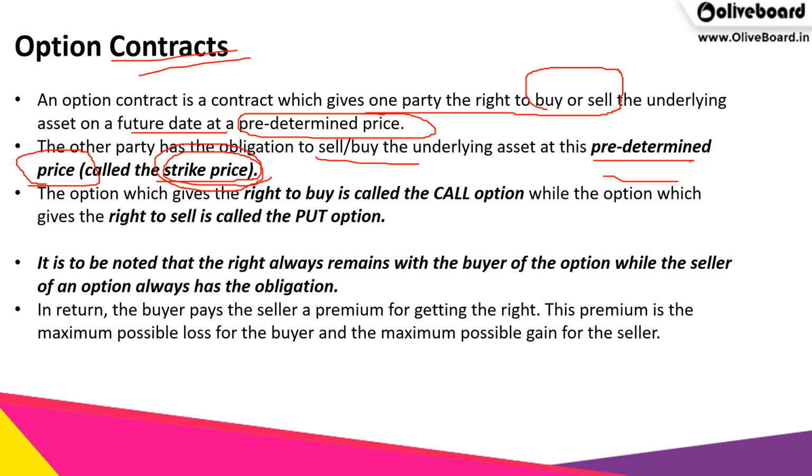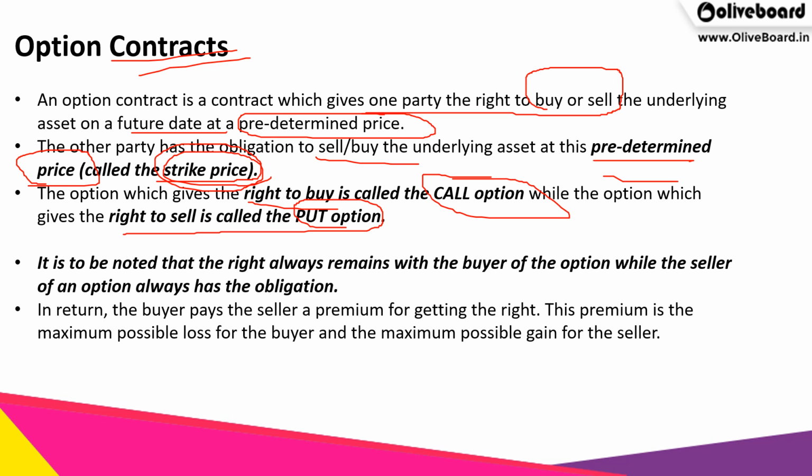Okay. So the option which gives the right to buy is called the call option. So when we use a call option, it means that we want to buy the asset, and when we have the right to sell, it is called a put option. That means we are selling the underlying asset.